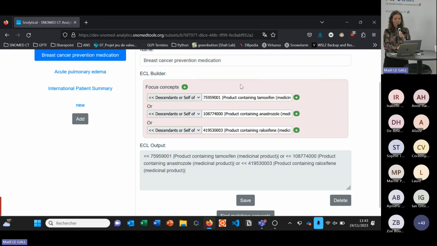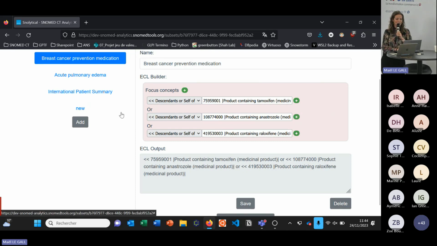So we have created this subset, and we've done this by saying, give me all the products in SNOMED that contain tamoxifen, give me all the products that contain anastrozole, and give me all the products that contain raloxifene. Regardless of whether it's in tablets or in the infusion mechanism, it doesn't matter, because there can be variations. So we want all the drugs. It will make it very easy to get this high number of concepts probably just by this query. So I've created a subset.